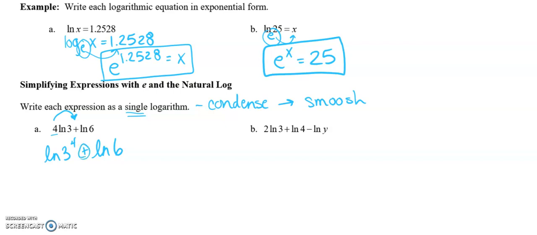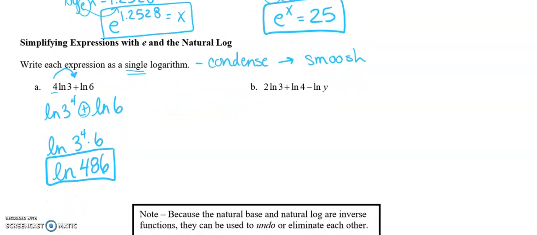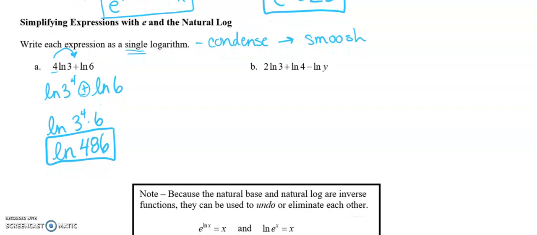We put it back together with multiplication. So we will have only 1 log now, and then we will have 3 to the 4th times 6. What is 3 to the 4th? 3 to the 4th is 81 times 6 is 486. So this will be the natural log of 486. Again, in the end, we want a single log, just 1 log.